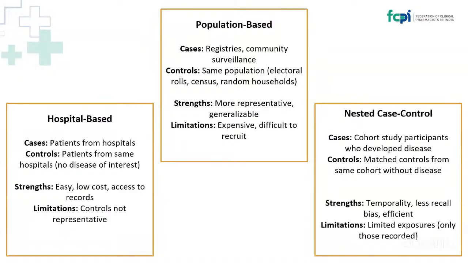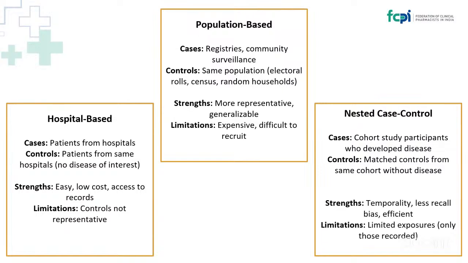The third type is nested case control. So the nested case control is the study where, as I mentioned earlier, the cohort study will be the base for the nested case control study. So here the cases will be recruited from the cohort study. The patients will be recruited from the cohort, and the controls will be matched controls from the same cohort study.